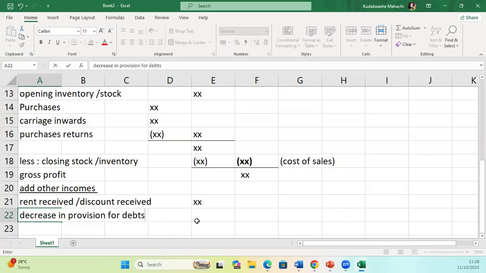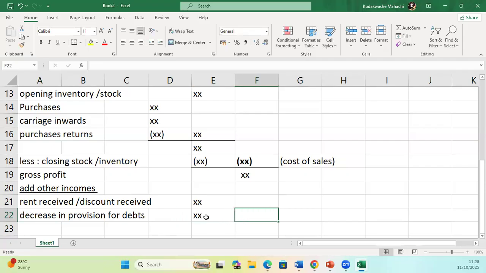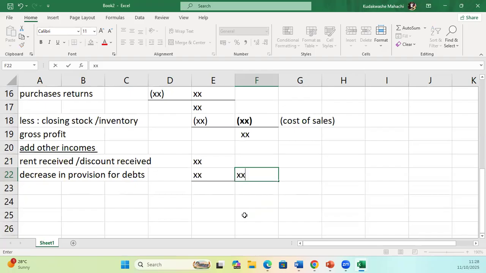Decrease in provision for burdens. The decrease in provision. So these are the other incomes. These are what can bring money to the organization, but they are not your core business. So add up the other incomes there.